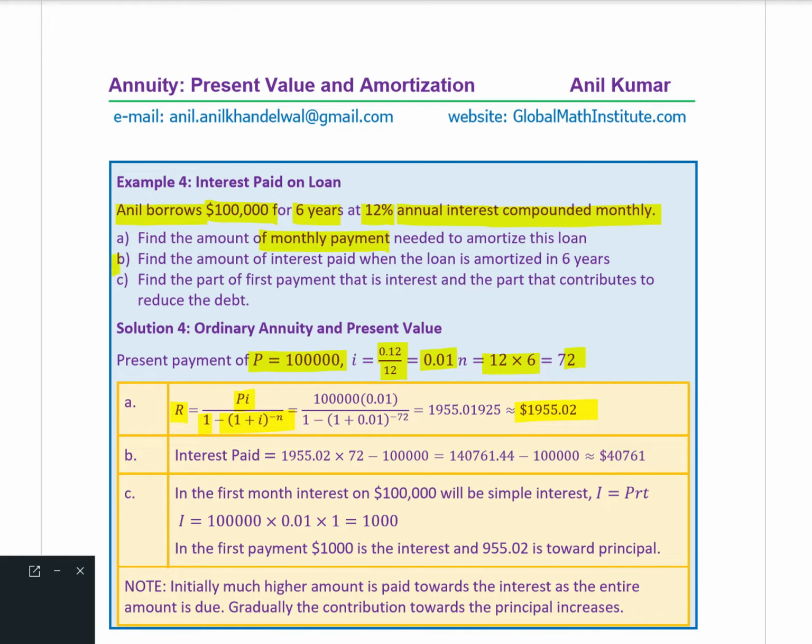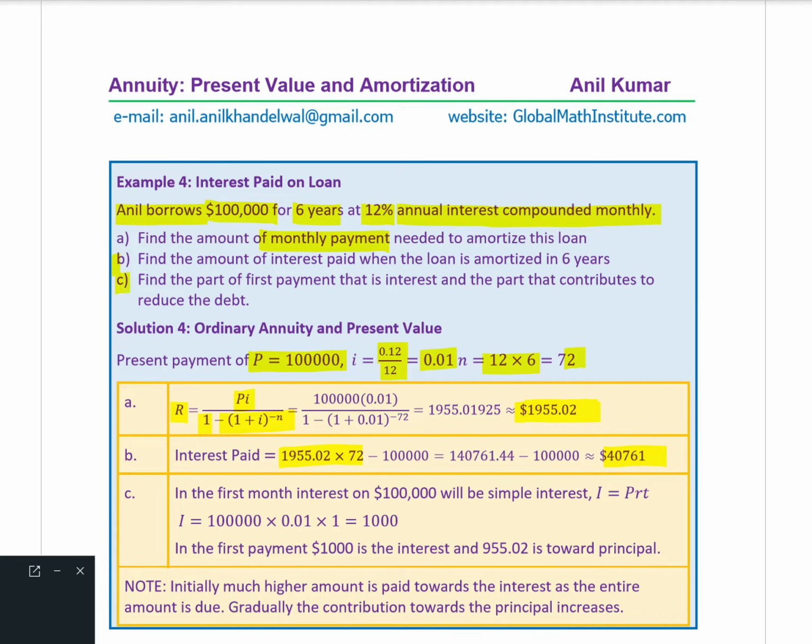Now, part B here is find the amount of interest paid when the loan is amortized in 6 years. So we know those are the monthly payments being made, right? And 72 of them will be made in all. So the amount which is actually paid is 1955.02 into 72. However, we had taken the principal amount of only 100,000. So if you see the difference, we get the interest, which is 40,761. So a huge amount of interest is actually paid whenever you are taking such situations.